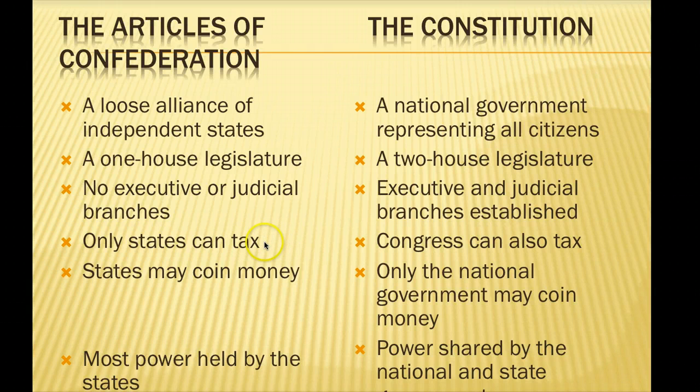Under the Articles, only the states could tax. Under the Constitution, the national government and the states can tax. That's why we pay federal and state taxes today. Under the Articles, the states could make their own money. Now only the national government can make money. And under the Articles, most power was held by the states. Today, the national and state governments share that power.